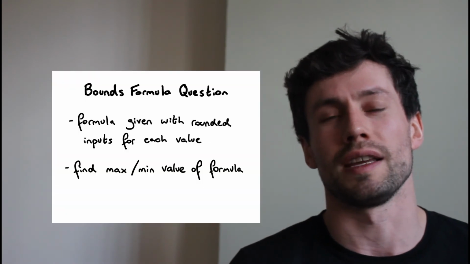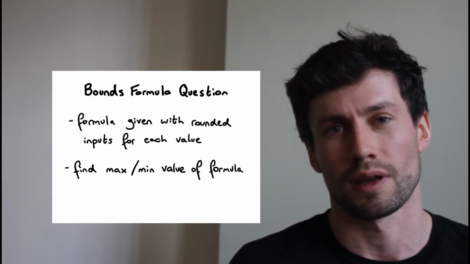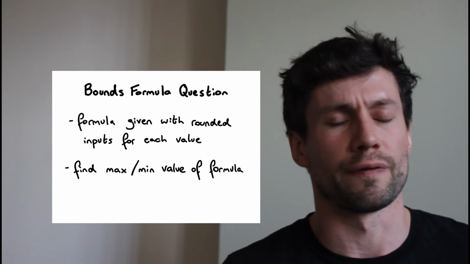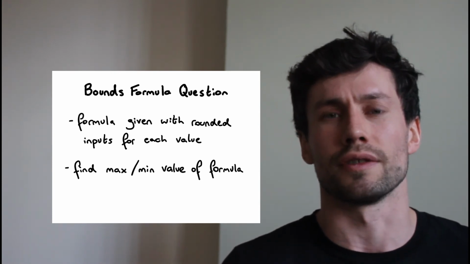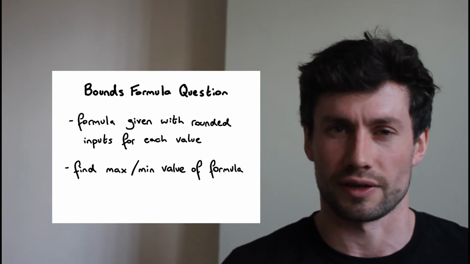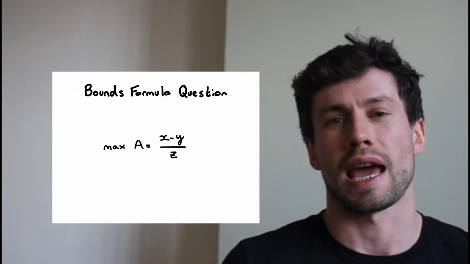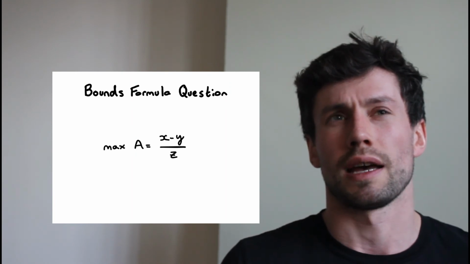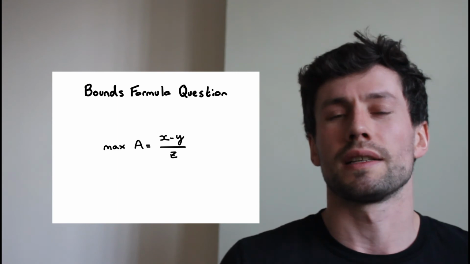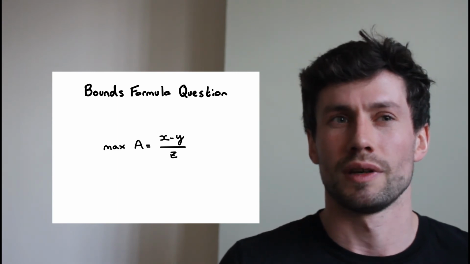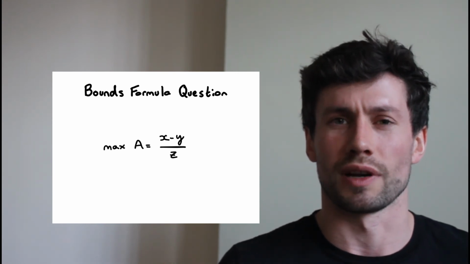The second type of question is what I call the bounds formula question. You're going to be given some sort of formula in terms of letters, and you're going to be given values for each of those letters to a certain degree of accuracy. If we were given the formula capital A equals x minus y over z and told to maximize the value of A, we need to consider the top and bottom of the fraction in the formula.